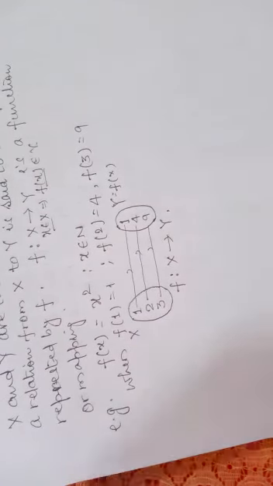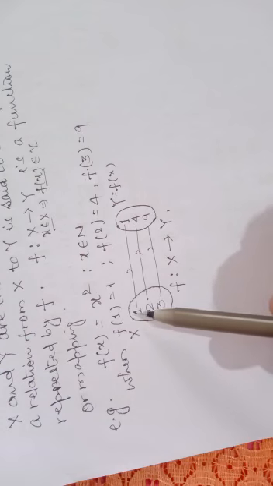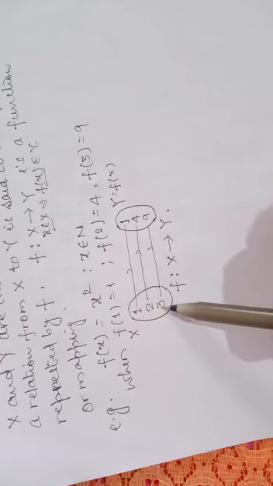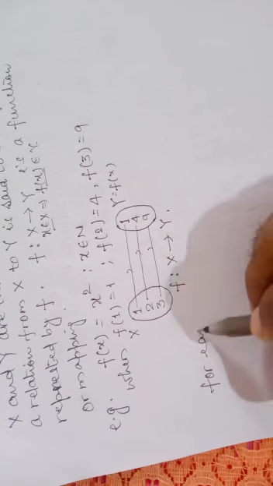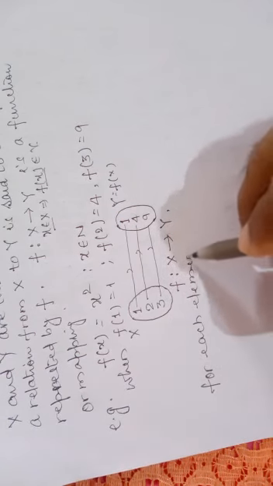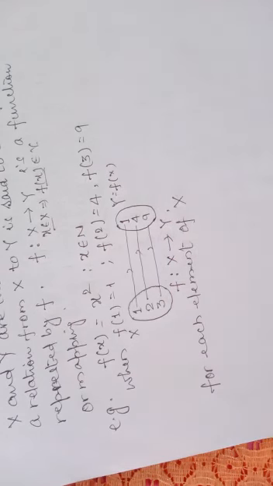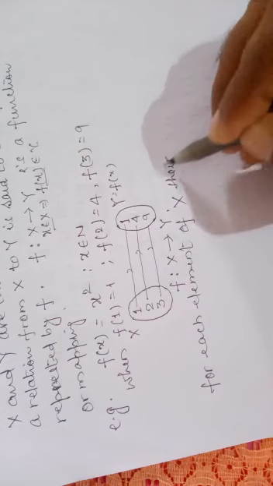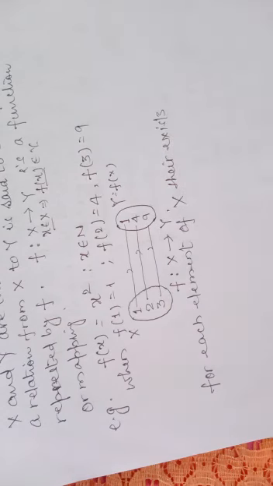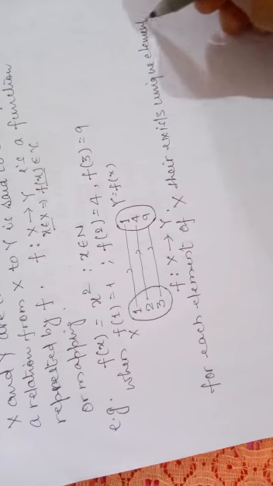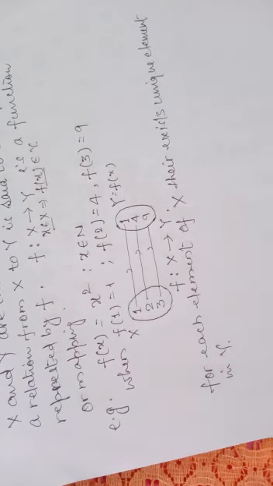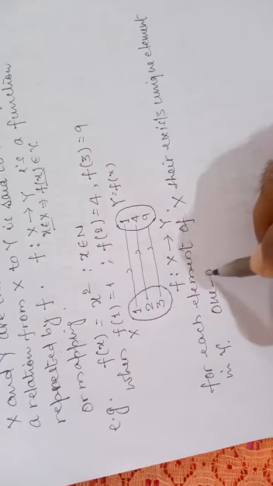Now see types of mapping. In this example, you see that for each element of X, there exists a unique element in Y. So such type of mapping is called one-to-one mapping.